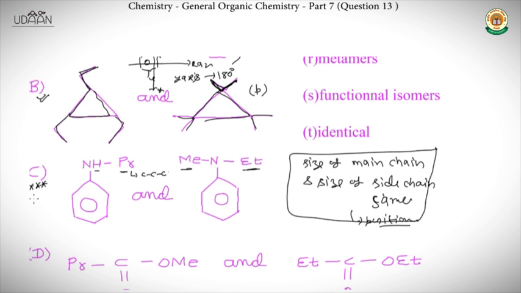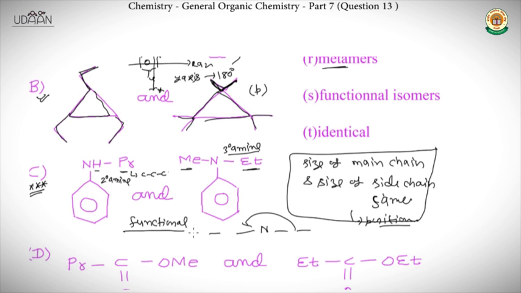People get confused here. They think it is a metamer, because in metamers a carbon shifts from one side to the other. But these are functional isomers, because these are amines, and this is a 2 degree amine and this is a 3 degree amine. So these are not metamers. They are functional isomers because the degree of amine is changed. Don't make a mistake here. Don't take metamers here.